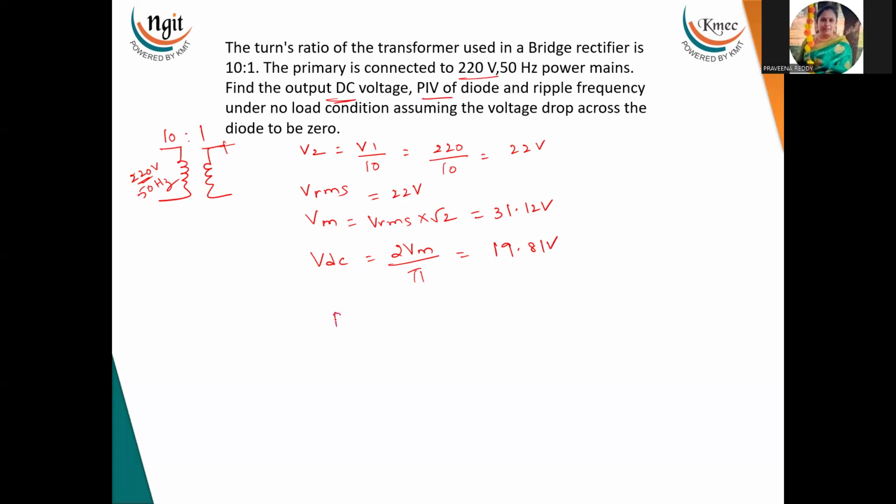Next one is what I have asked, PIV. Now in the case of bridge rectifier, what is PIV? It is nothing but a VM. And what is VM here? 31.12 volt. And next asked the ripple frequency is nothing but output frequency is nothing but 2 times the input frequency. Now here the input frequency is, sorry, input frequency is 50. So output ripple frequency is 100 hertz. Now this is how you need to calculate the factors with the given information. Thank you.